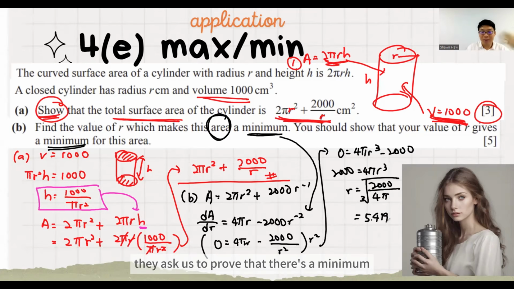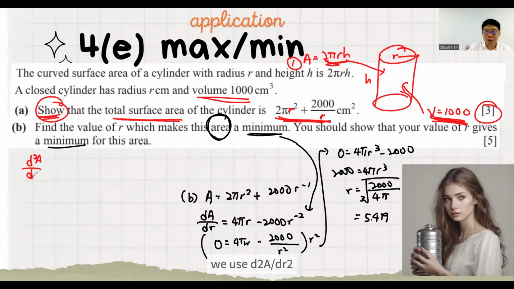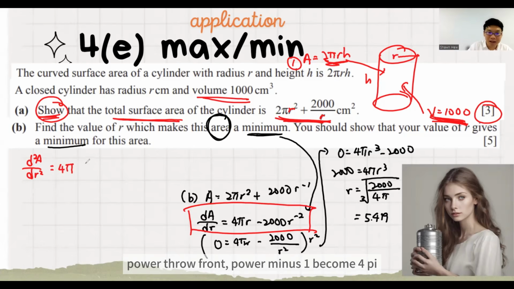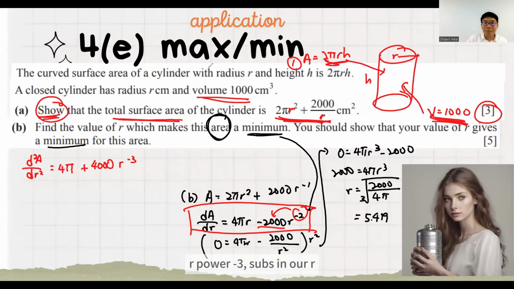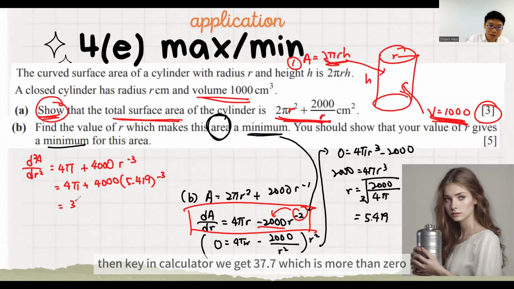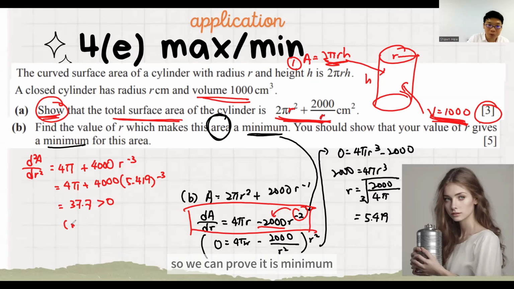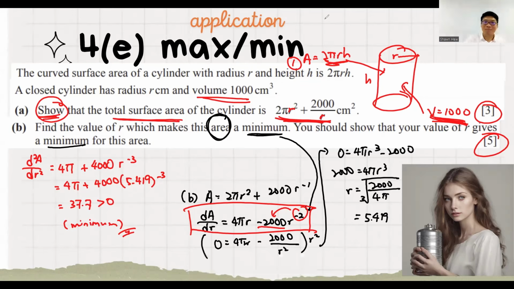They ask us to prove that this is a minimum, so we need to do the second derivative. We use d2A dr squared. So we differentiate this part, power comes to the front, power minus 1, becomes 4 pi. r becomes r power 0. So this times minus 2000 becomes plus 4000 r power minus 3. That's in our r. Then key in the calculator, we get 37.7, which is more than 0, so we can prove it is a minimum. Just like that, you gain all 5 marks.